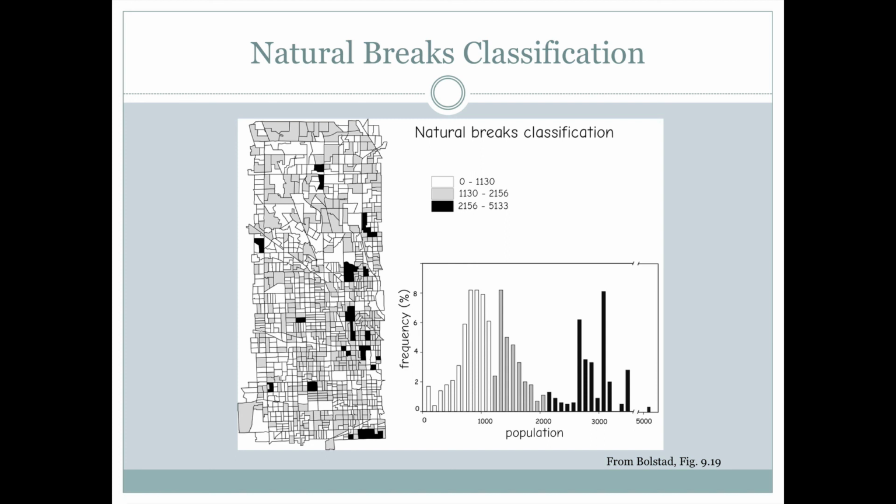This does not try to be equal interval. This does not try to be equal area. It's just looking at the histogram, looking for those natural breaks, and then dividing the classes, the classification or the categories into ones which represent these natural breaks.